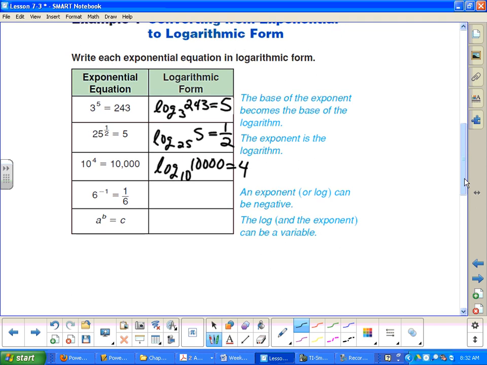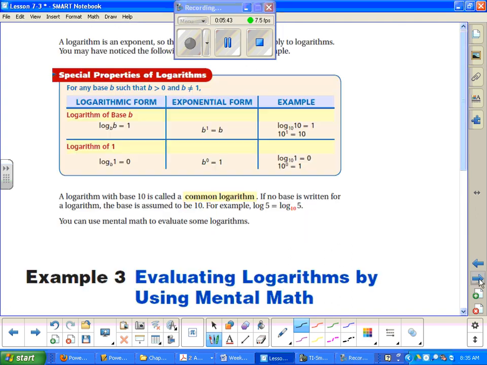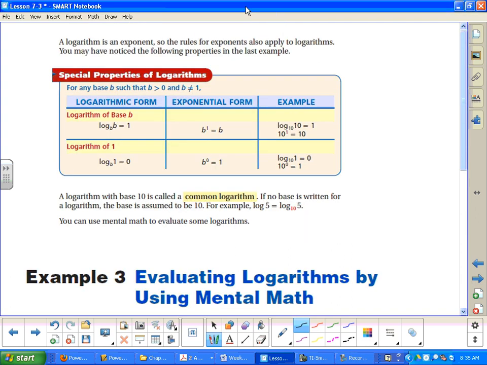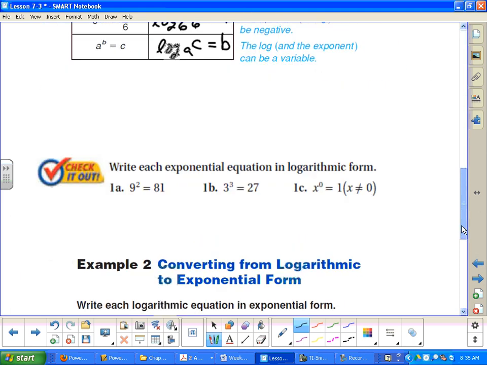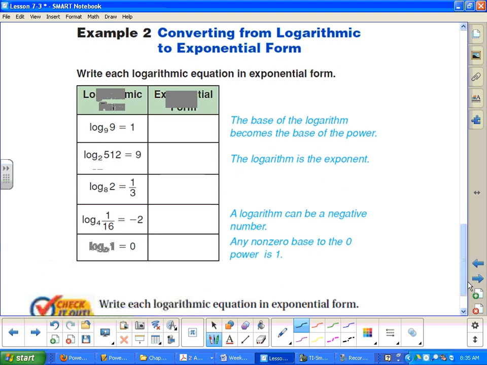Go ahead and write the other two. Now we're going to go the other direction. We're going to convert them from logarithmic form to exponential form.